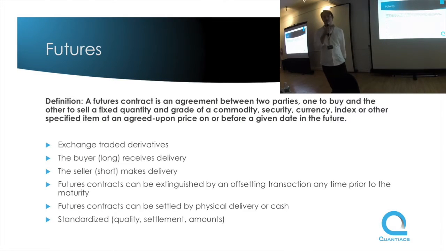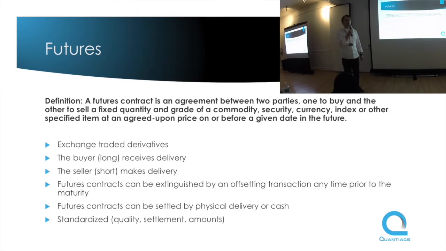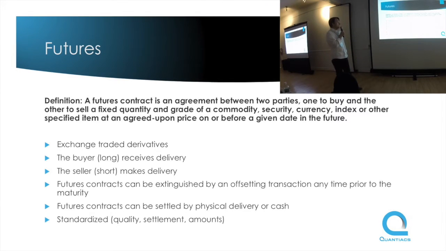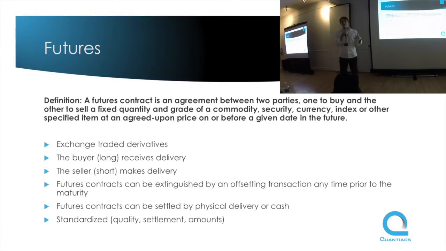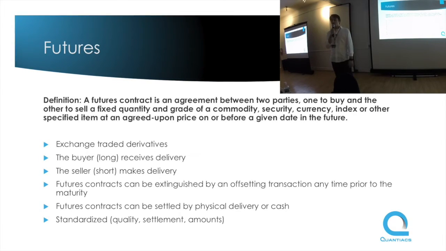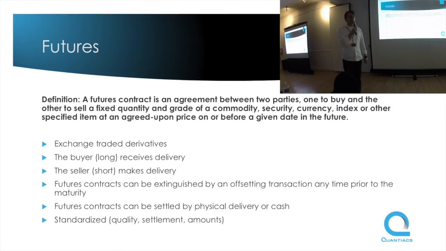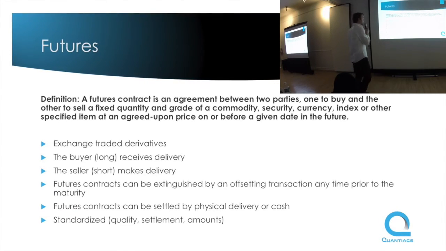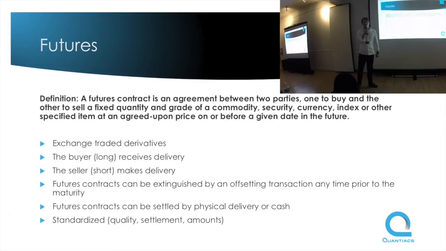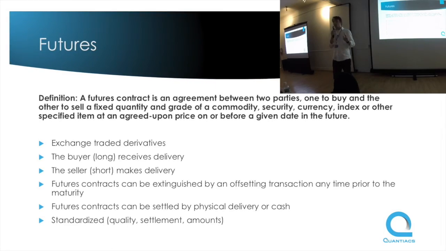What is a future? A future contract is an agreement between two parties. One of the parties is the buyer and the other one is the seller, to sell a fixed quantity and grade of a commodity, security, currency, index or whatever, at an agreed upon price in the future, at a given date in the future. Okay, so much for the definition.